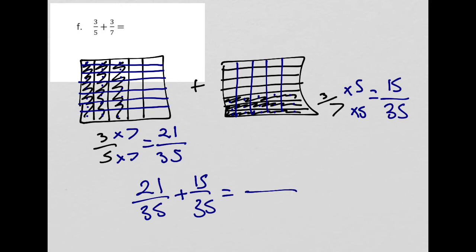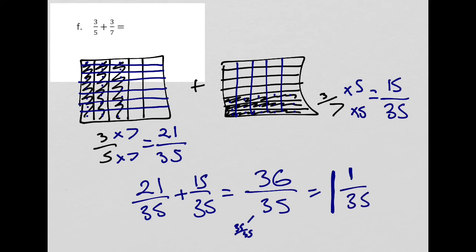So when I add this together, the 35 will stay the same because whenever we add fractions together, my fraction size stays the same, so it stays 35. And 21 plus 15 is going to be 36. Now, 36/35 can be simplified because this is a fraction greater than 1. And I know I can take 1 whole, 35/35, out of here. So I get 1 whole, and that will leave me with 1/35 left over. So my final answer is 1 and 1/35.